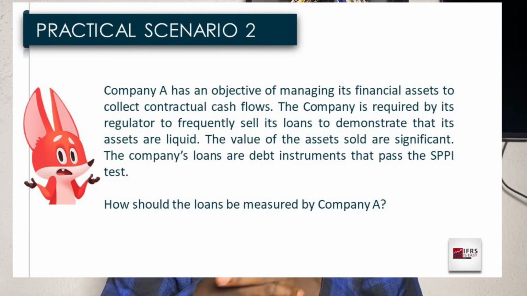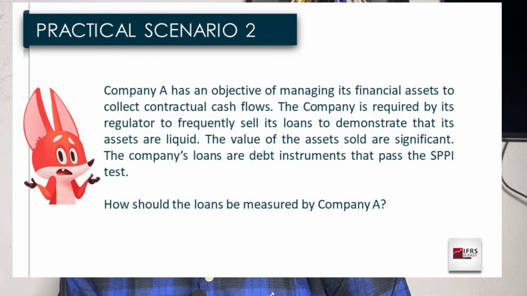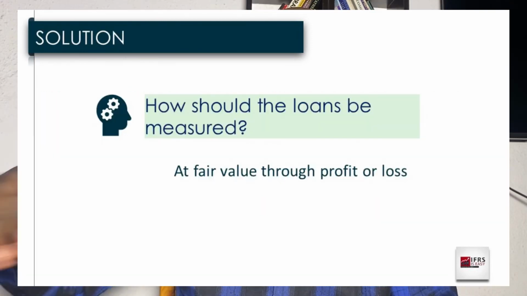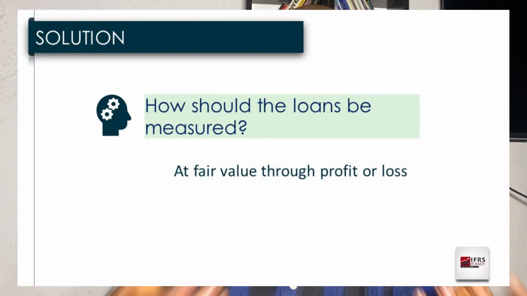Now, if you look at it, company A is expected to measure it at fair value through profit or loss. Why? Because the regulator insists that you have to frequently sell your loans. And if you are selling your loans, automatically you measure at fair value through profit or loss. Because at every point in time, you'll be looking at what the market is saying, how to realize the financial asset. So it doesn't matter, even if your business model is to hold to collect. If you have a regulator that says you actually have to be selling it, then the business model inherently has changed. And as a result, you measure the fair value through profit or loss.